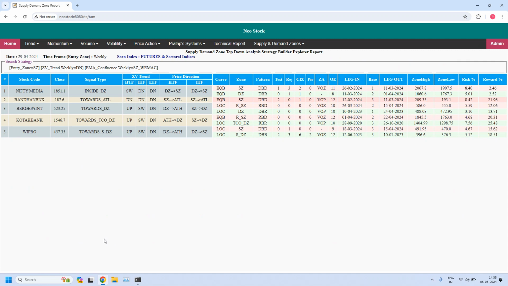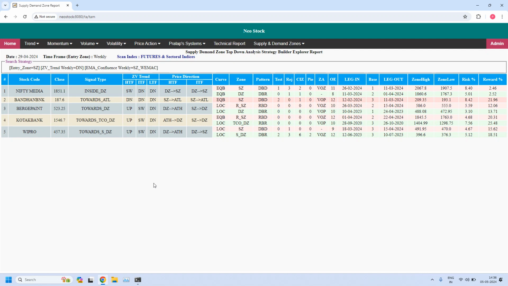Currently these 5 stocks are supporting a downtrend, and also all the supply zones are having weekly EMA confluence. Wipro, Kotak Bank, Berger Paints, Bandhan Bank. Okay, because the list is small, let me limit to this. I'm not looking to further filter these stocks.